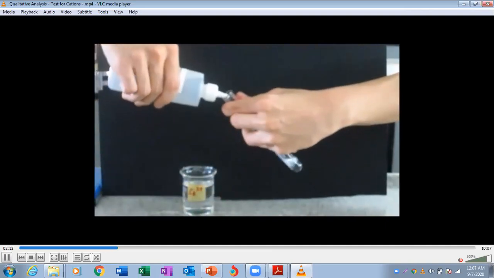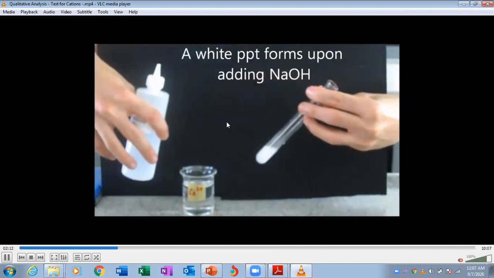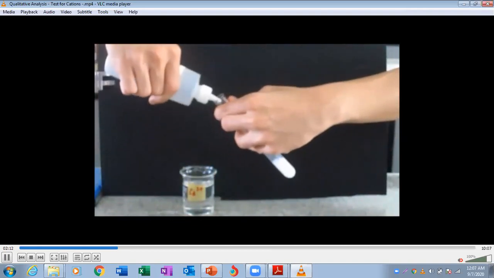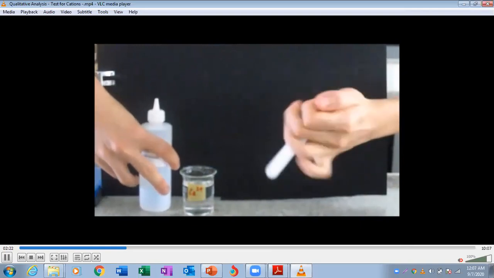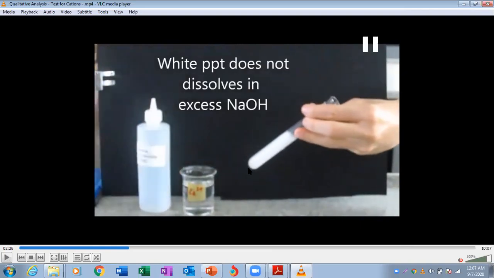Adding some sodium hydroxide, you can see that the white precipitates are formed in that test tube. Adding some more sodium hydroxide in the calcium ion. Now what's the effect? No precipitate is dissolved, which means the white precipitates are still there. But in the previous three results, in aluminum, zinc and lead, the white precipitate was forming, but on adding some more sodium hydroxide, the precipitates were being dissolved. But in the case of calcium, on adding more sodium hydroxide solution, the white precipitates are still there.